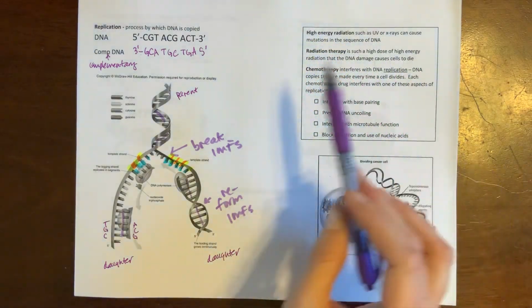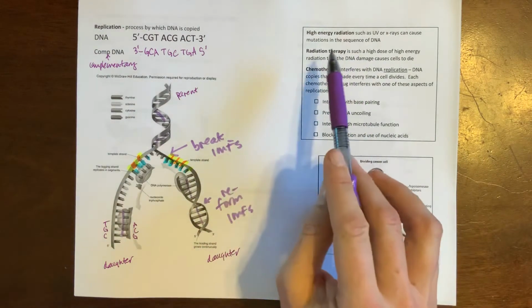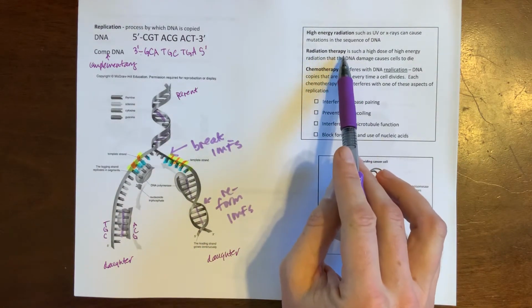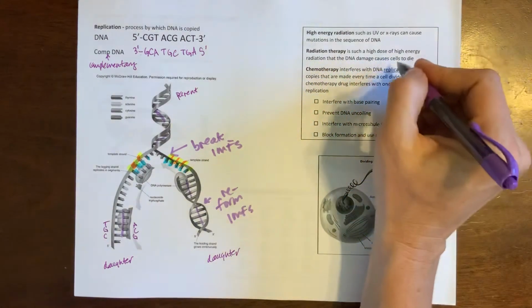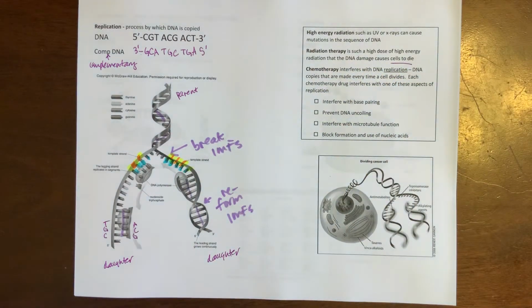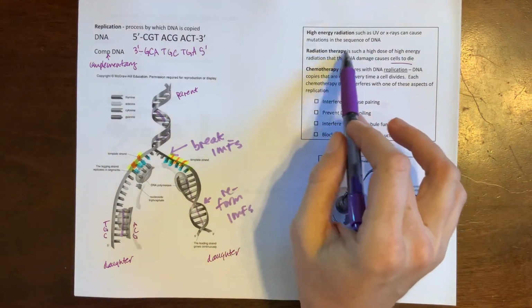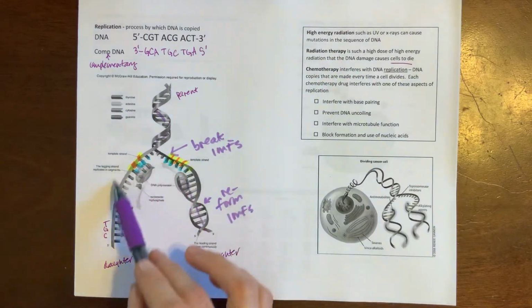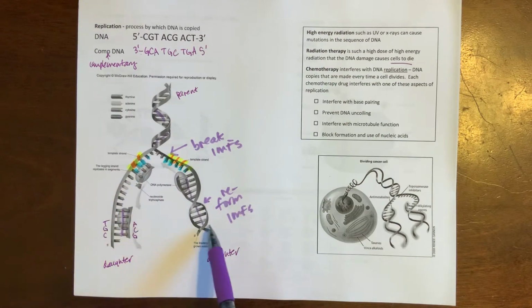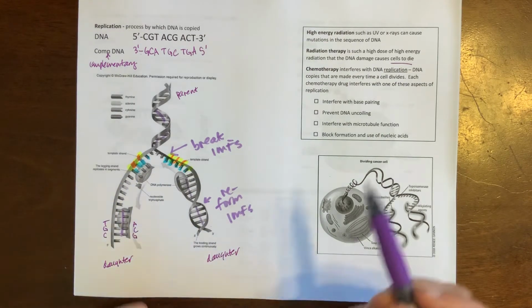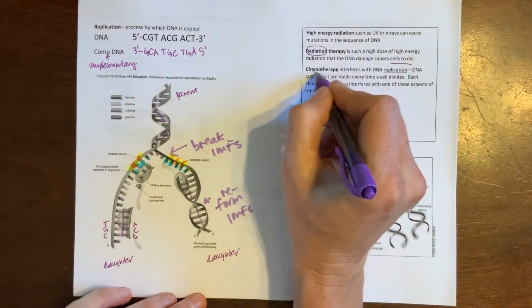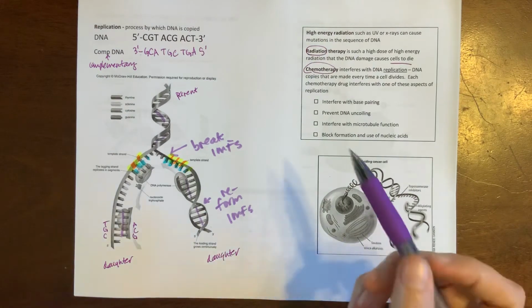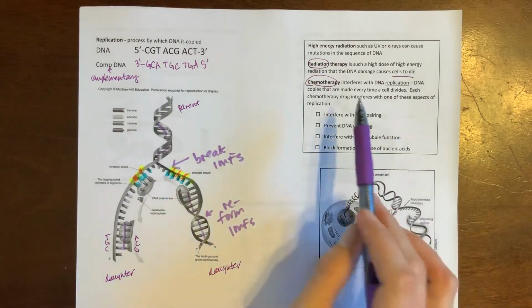You can take advantage of that if we want to kill DNA or destroy it. So radiation therapy used for cancer is such a high dose of high energy radiation that the DNA damage causes cells to die. So if you are looking to kill your cancer cells, then you target them with a lot of radiation, and that causes so many mistakes here that you can't go on and divide your cell. So radiation is one way to tackle and kill cancer cells. Another way is chemotherapy, and for most cancers now you want a combination of both of these.